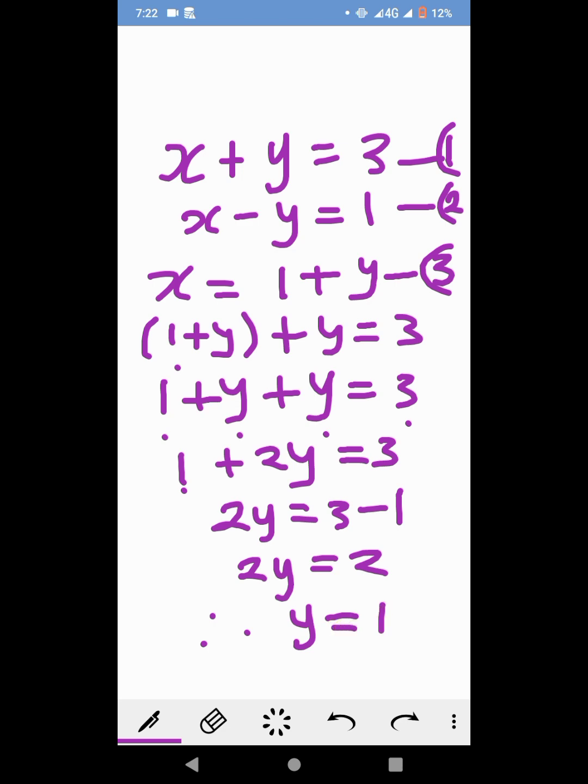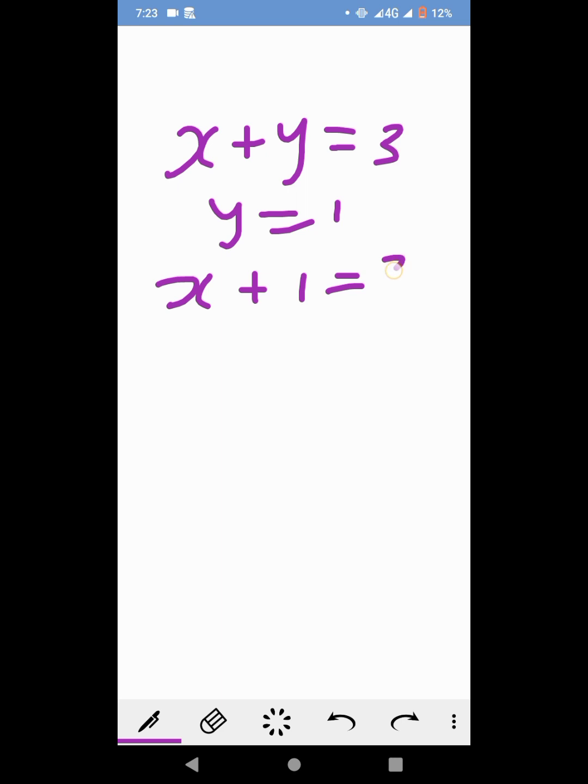Now to find x, we are going to be substituting the value of y equals to 1 into any of the equation, either equation 1 or equation 2. Let's use equation 1 for example. Equation 1 is x plus y equals to 3. Don't forget. So if our y is equal to 1, our x plus 1 is equal to 3. And of course, from what we know about equation, our x has to be equal to 2 because 2 plus 1 will give you 3. So that's how we solve simultaneous linear equations by substitution method.